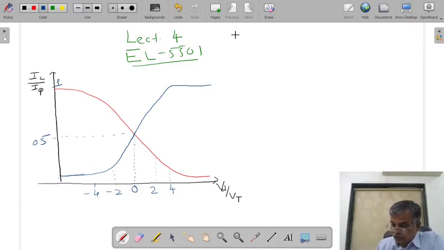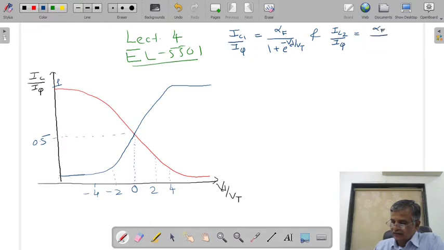We know these two equations already; in the last lecture we have derived them. IC1 upon IQ is alpha F upon 1 plus e raised to minus Vd by Vt, and IC2 by IQ is equal to alpha F upon 1 plus e raised to plus Vd by Vt. This we have derived in the last lecture.